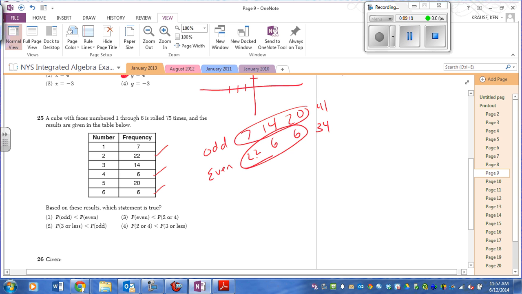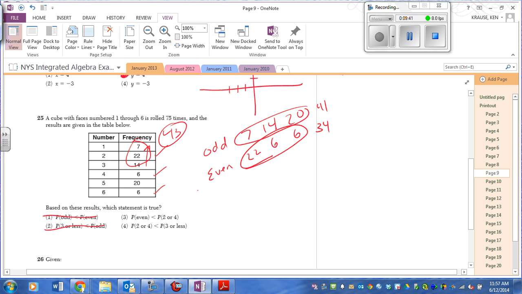So odd is more than 3 or less. 3 or less. 36. Add all those up. That's 36 plus 7 is 43. Nope.